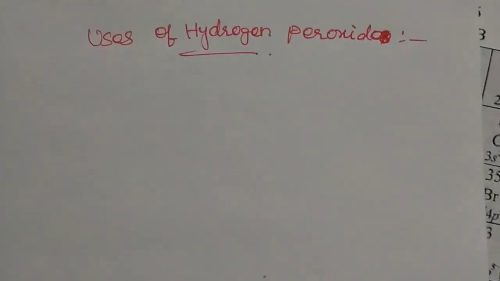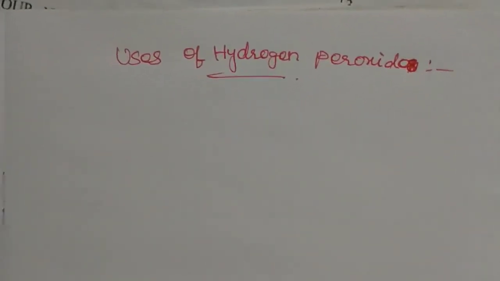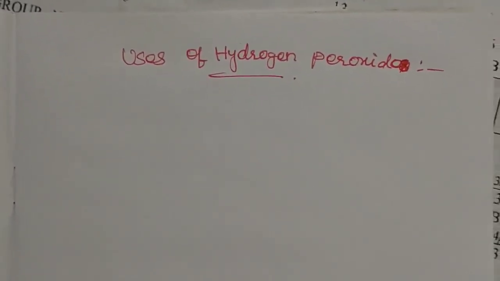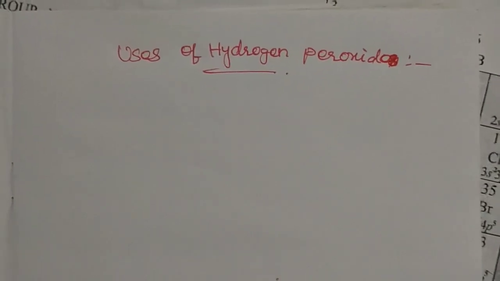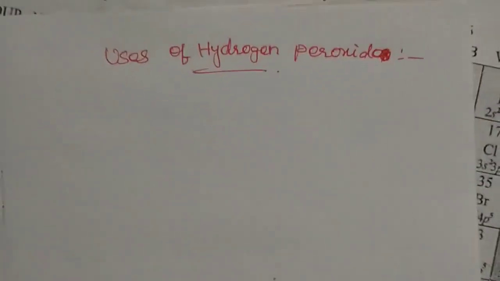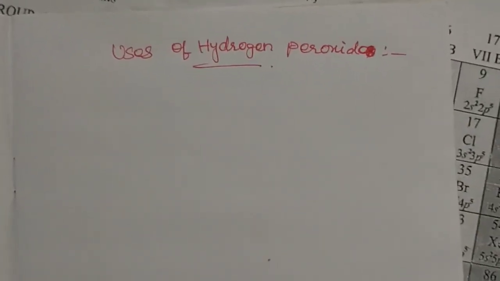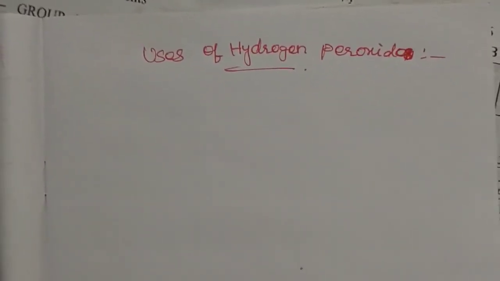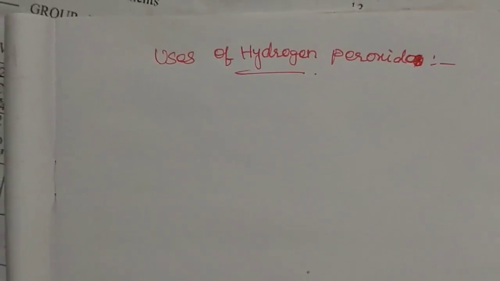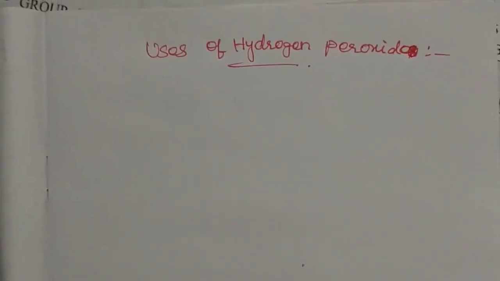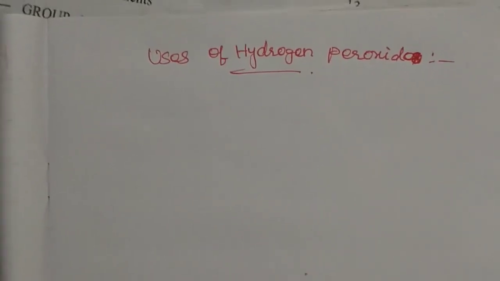Today's class, we will discuss the topic uses of hydrogen peroxide, structure of hydrogen peroxide, and hydrides and hydrogen bond. In the previous class, we discussed heavy water and hydrogen peroxide physical and chemical properties and the synthesis of hydrogen peroxide. In this class, we will start from uses of hydrogen peroxide.